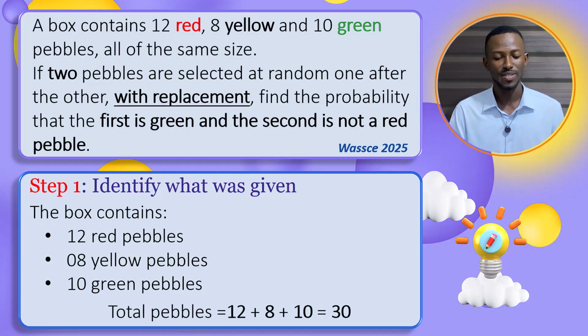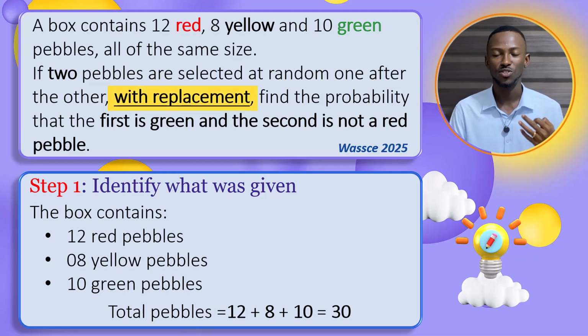So what we want to do next is to add the total pebbles that we have. That is basically because we are dealing with probabilities. So in dealing with probabilities, one of the things we have to do is to find the total number of samples we are dealing with. So we've added the 12, 8, and 10 green pebbles to give us 30 pebbles in total. Now take note of this.